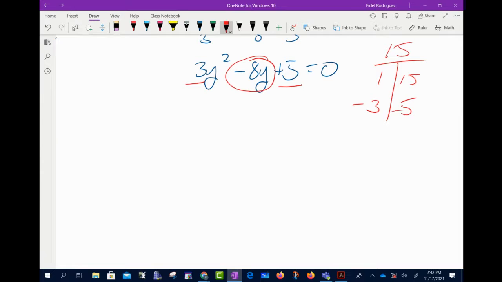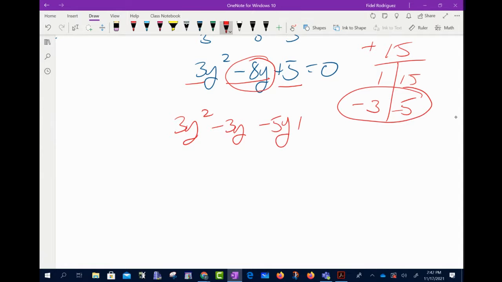That's right. Do you agree that we could do this? -3 times -5, that still gives me a positive 15. And when we add them together, we get -8. Okay, so now we're going to start writing each piece. 3y squared. Instead of me writing -8y, I'm going to write -8 using those two numbers. I'm going to write it as -3y minus 5y plus 5 equals 0.